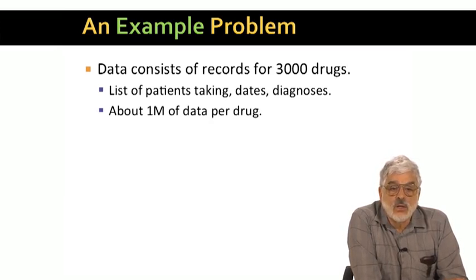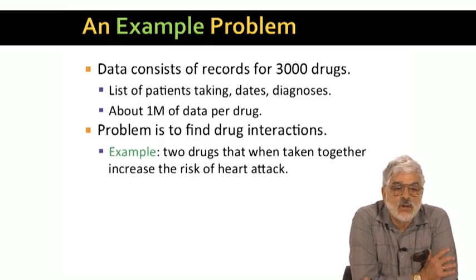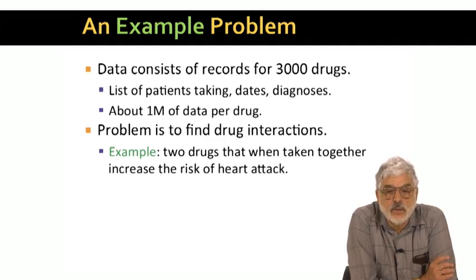So it doesn't look like a really big database, a few gigabytes of data. So what could go wrong? Well, again, the goal is to find drug interactions. So for example, you could calculate the fraction of people taking a drug A who subsequently got a heart attack, and the same for drug B.